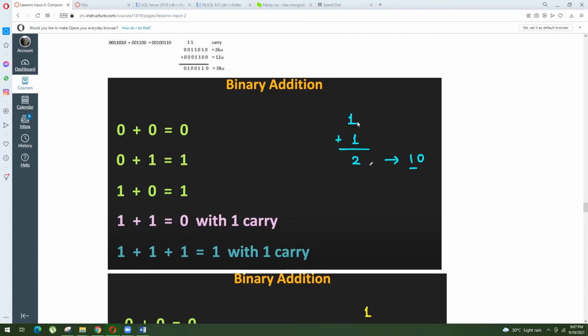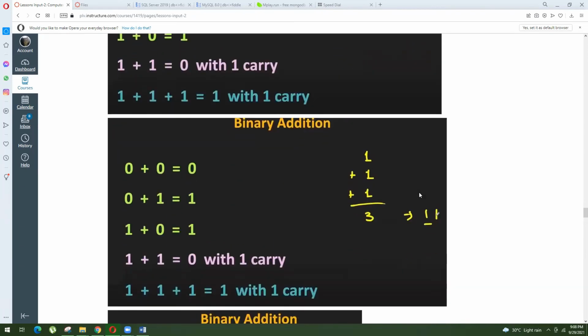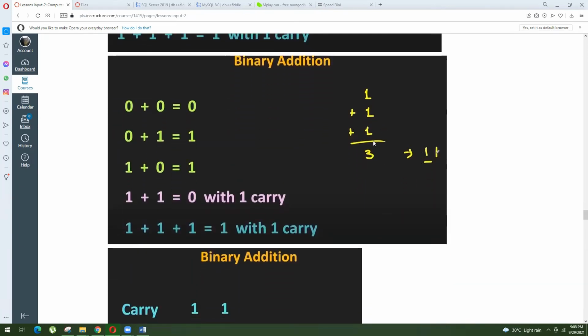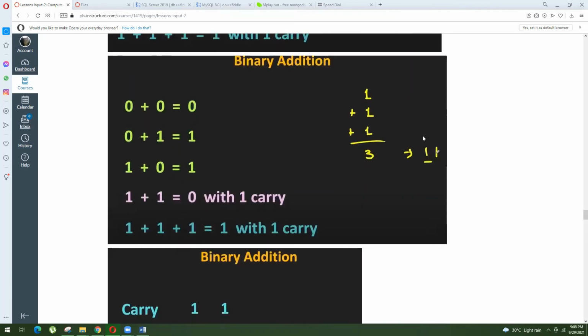Okay. So for example here, 1 plus 1 is 2, which is basically what? 2 is basically 1, 0. Okay. Next, if we add 1 plus 1 plus 1, that is 3. That's basically 1, 1. The weighted value here is 1, 2. That's 1, 1. So that is 3.